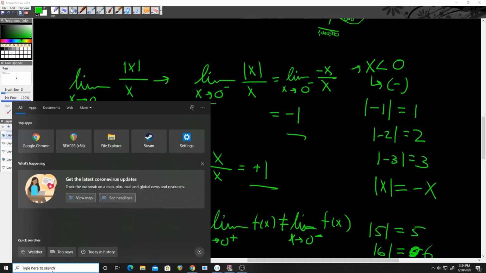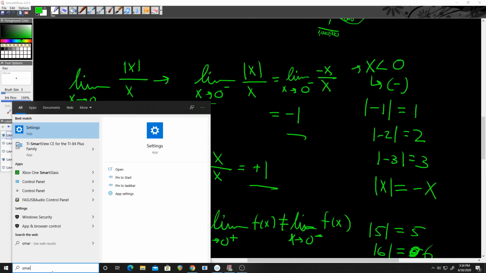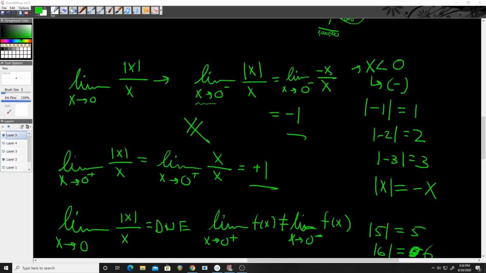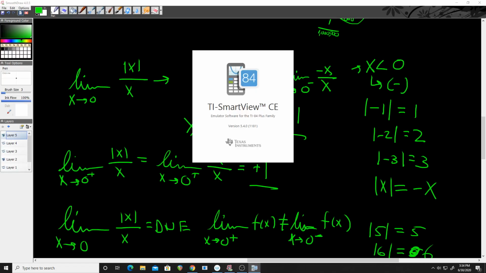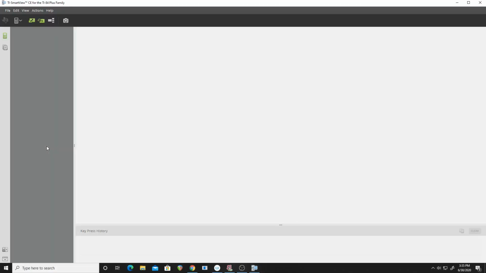Do I have my smart view? Let's see. Come on, smart view. Smart view. I hope it works. I hope my license hasn't expired. Is it gonna work?